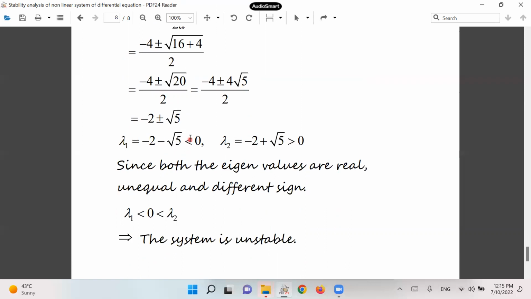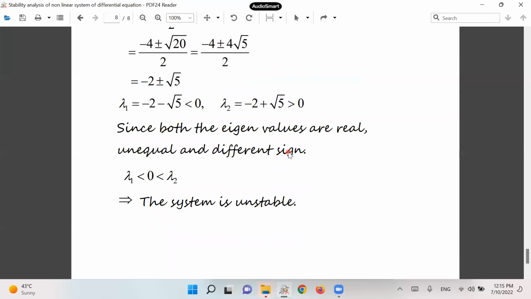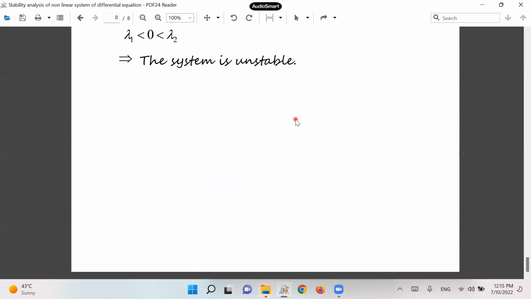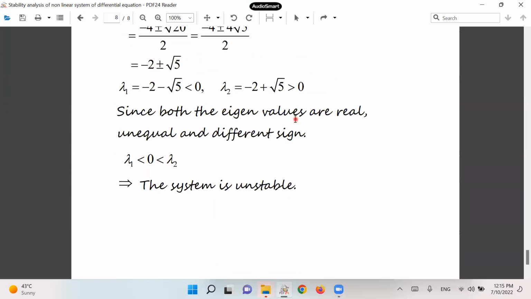Now we can see that one eigenvalue is less than 0 and the other is more than 0. So the eigenvalues are real, unequal, and have different signs. If this is the case, that one is negative and the other is positive, then we are going to say that the system is unstable. And we can see this by using the table which we have already given in question number 1. So we have to look at that table in order to write down the final step of the answer, whether the system is stable, unstable, or asymptotically stable.